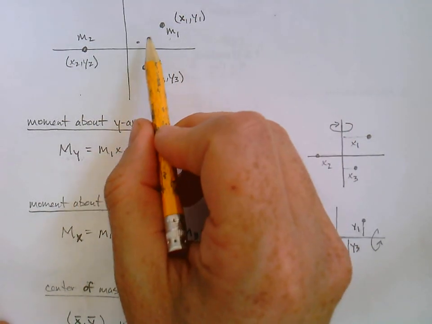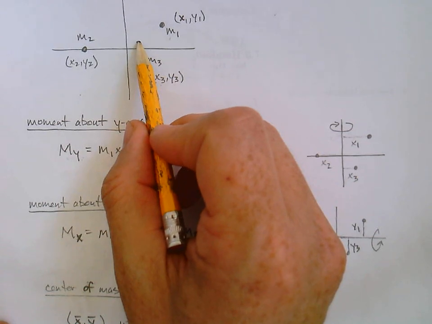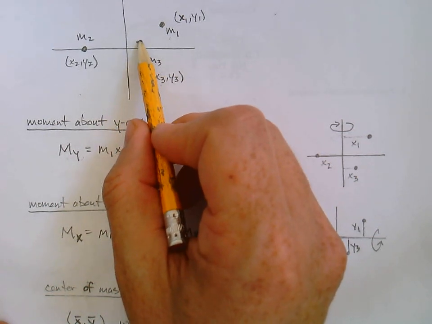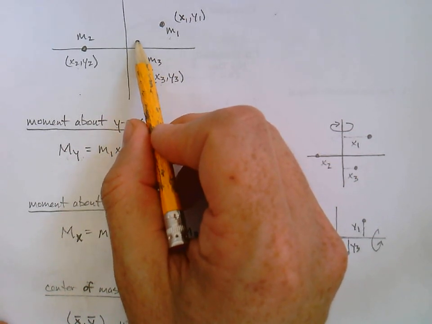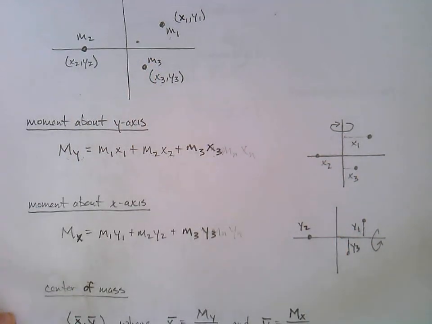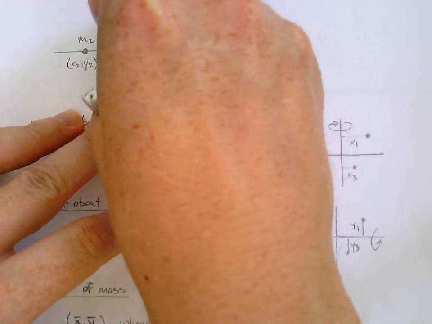And so, even though there's nothing located here, things are still revolving as if all of the mass was in that one spot, is kind of the way it works.